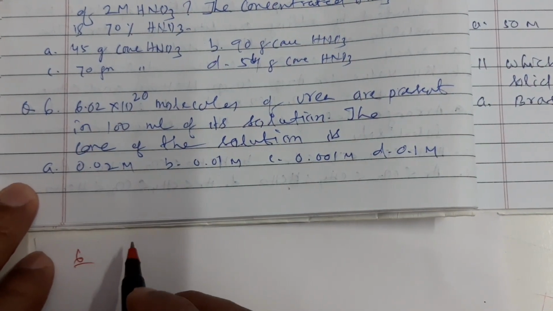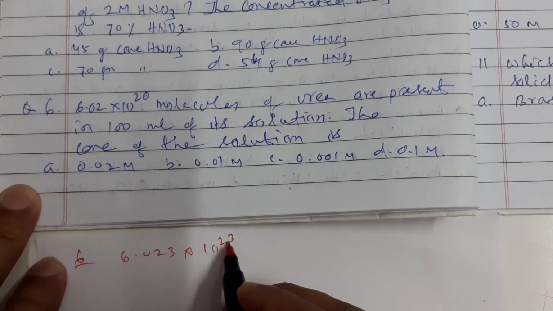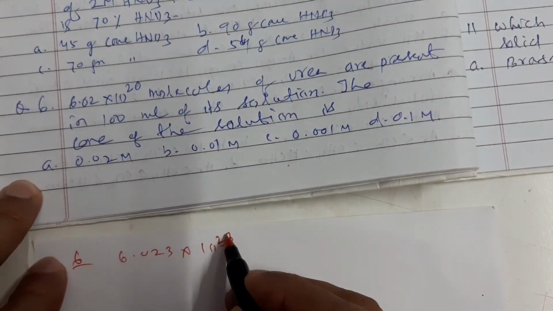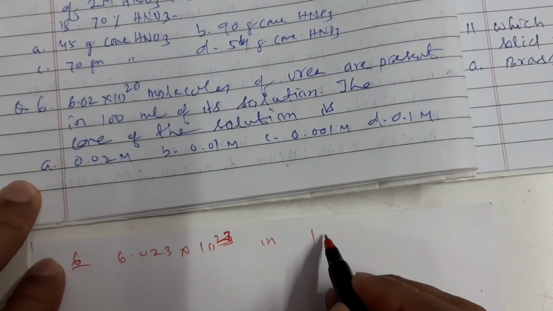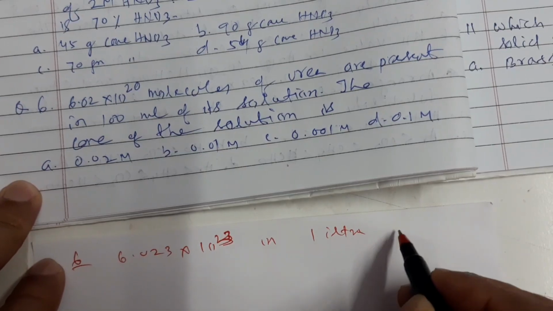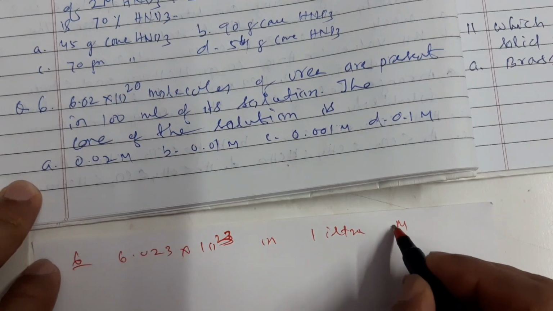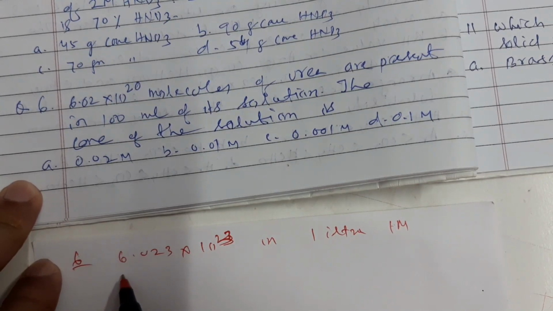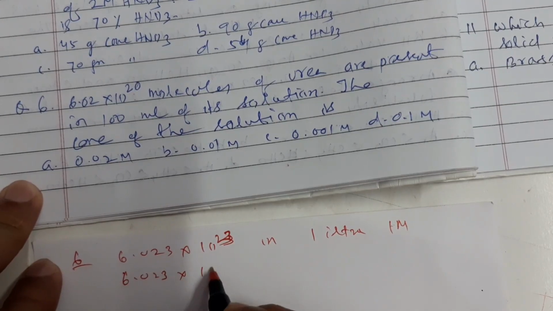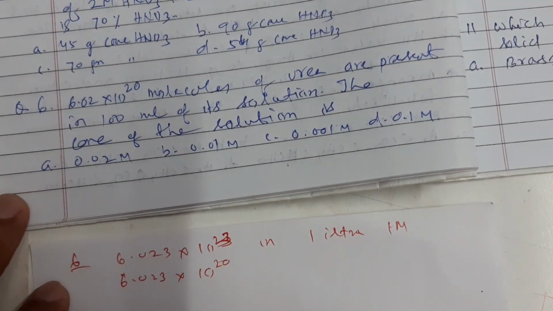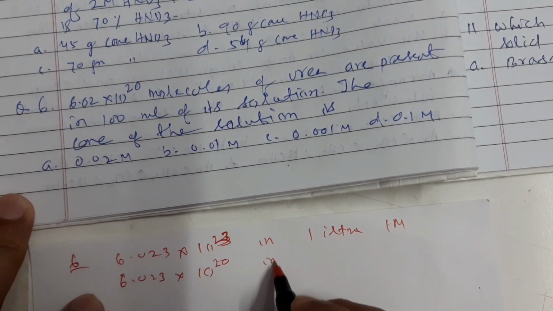Question number 6. 6.023 multiplied by 10 to the power 23 is 1 mole. Okay, so 1 mole in 1 liter is 1 molar. Okay, it is 1 M solution. So what is given? 6.023 multiplied by 10 to the power 20 is given. Okay, so 6.023 times 10 to the power 23 in 1 liter.